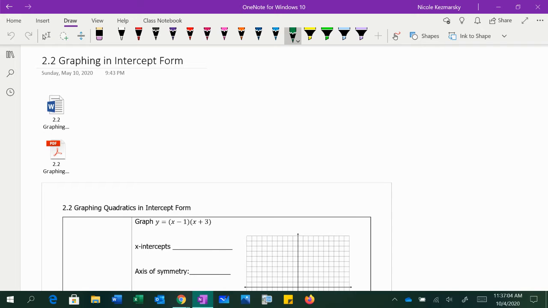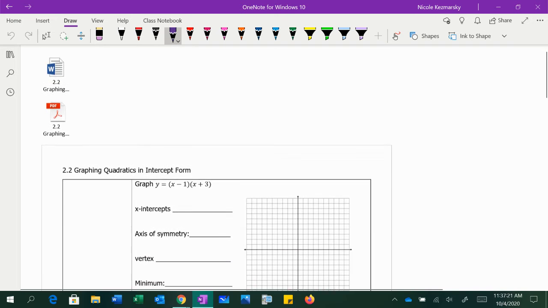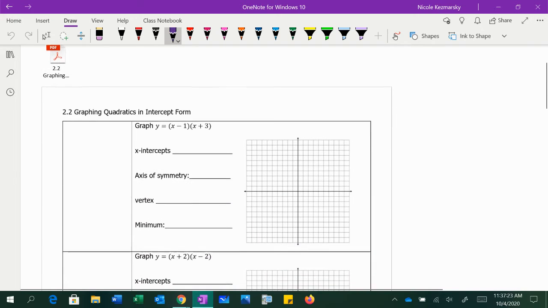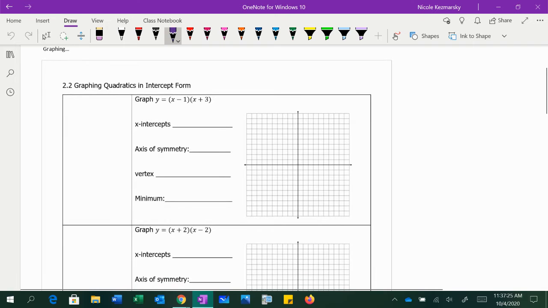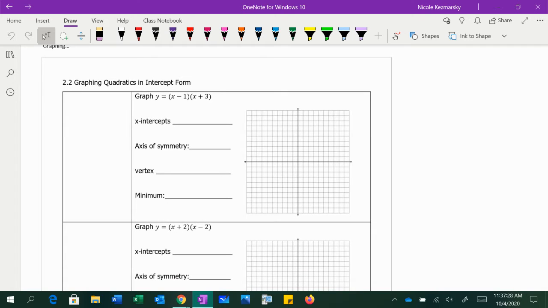This is 2.2, graphing in intercept form. In the last section, we graphed in vertex form, and the reason it was called vertex form is it was really easy to find the vertex by just looking at the function that was given to us. Intercept form is another type of quadratic form, but it's not easy to find the vertex just by looking at it. What it is easy to find are the x-intercepts.